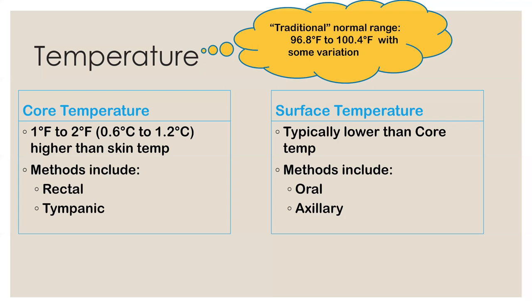And then your surface temperature. So this is the same as your skin temp. What do you feel with your hand? How does that temperature feel? You obviously can't get a number gauge to that, but that's kind of what it's talking about. It's that superficial. So you can obtain these from an oral temperature, which is through the mouth, an axillary temperature, which is under the armpit, and then a temporal temperature, which is at the temporal artery on the side of the head and or the forehead area.